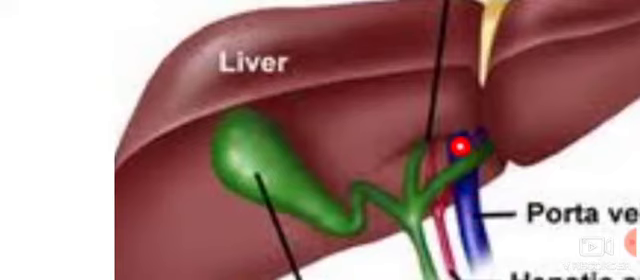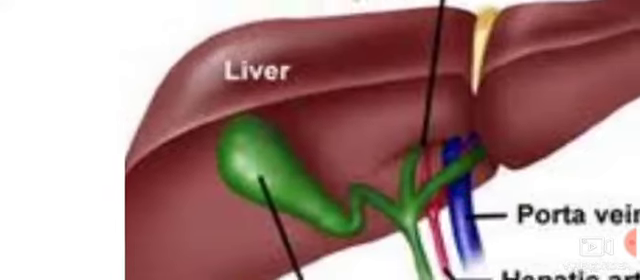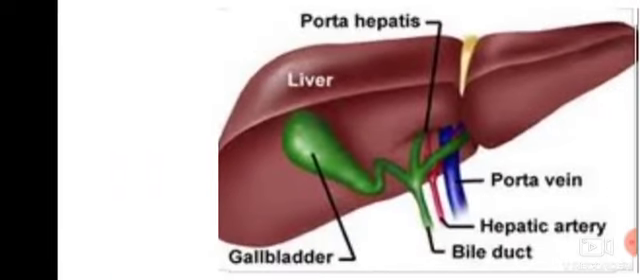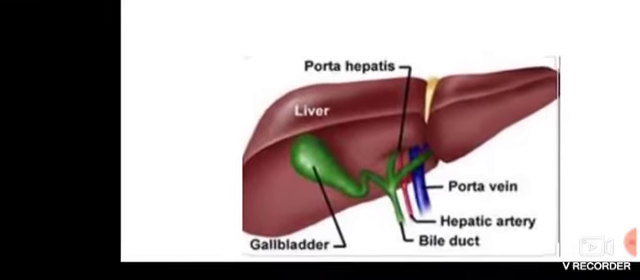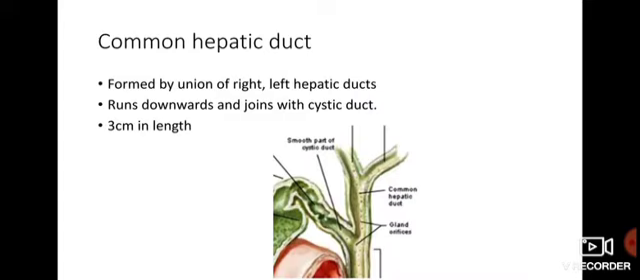Posterior most is the portal vein, which is present in blue color. Then in front of the portal vein is the hepatic artery. In front of this are the hepatic ducts. So the anterior most structure is the hepatic ducts, one from the right lobe, the other from the left lobe. This is the relation of the hepatic ducts when they exit through the porta hepatis.